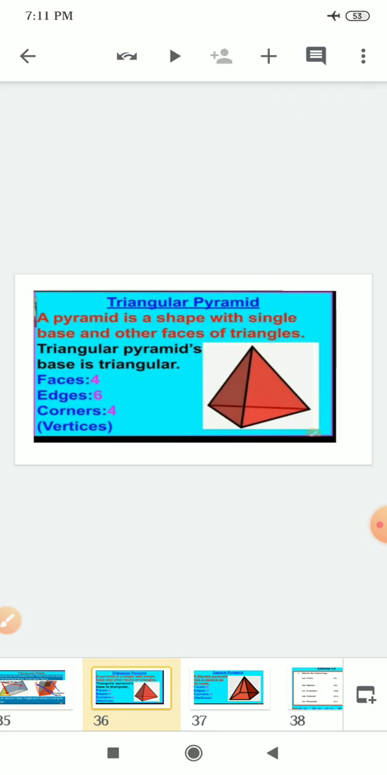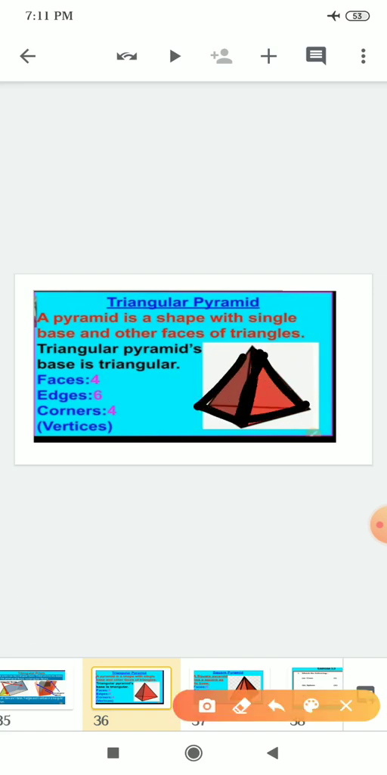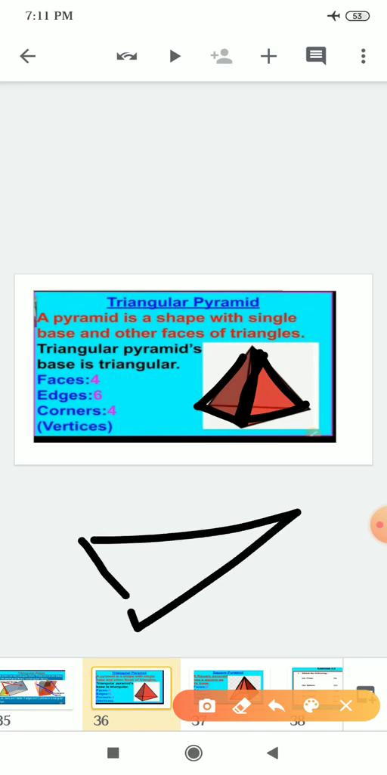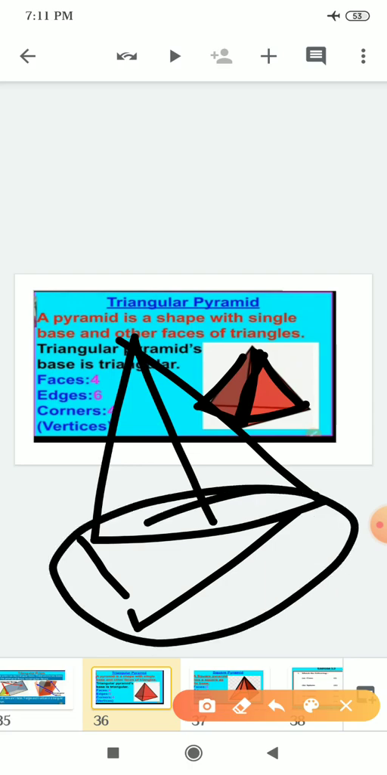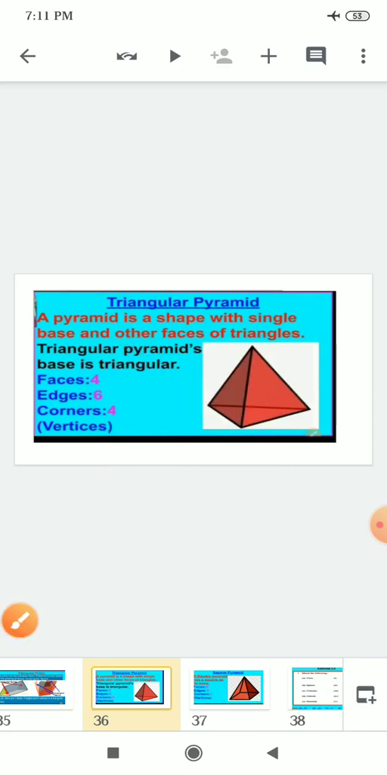We have here a triangular pyramid. A pyramid is a shape with a single base and other faces that are triangles. It means all the other faces are the shape of a triangle, and it has a single base. The triangular pyramid's base is also a triangular shape, the below one. So it has 4 faces, 6 edges and 4 corners.